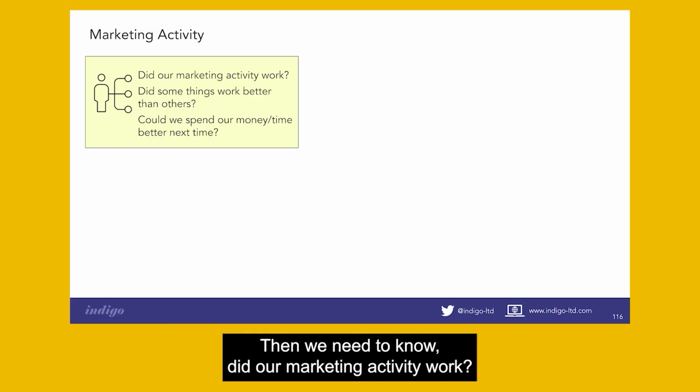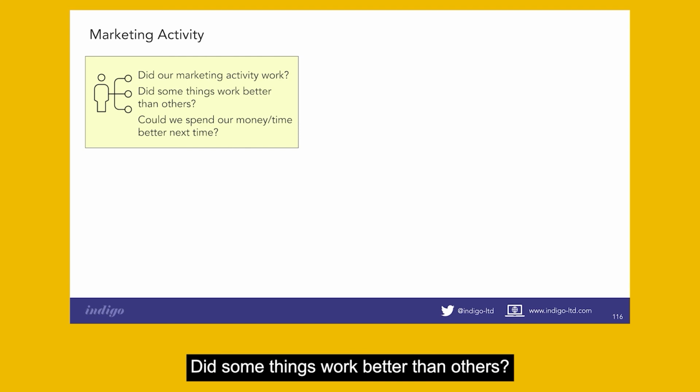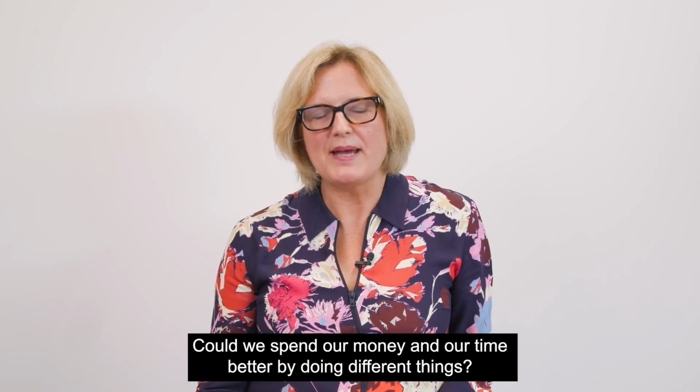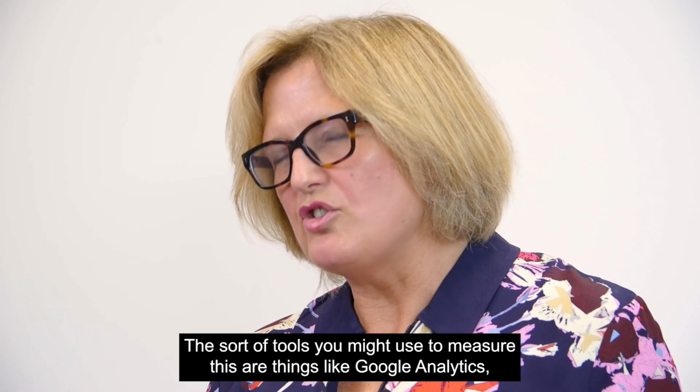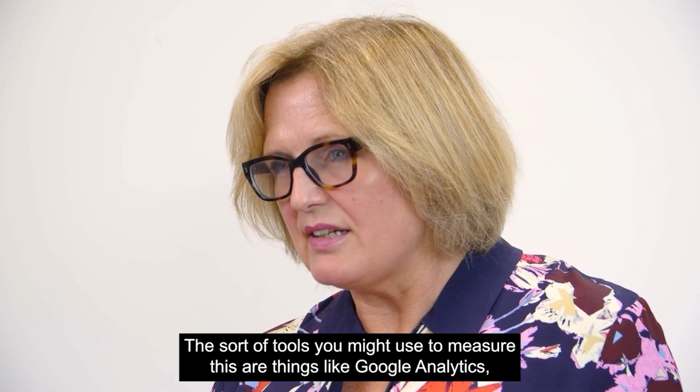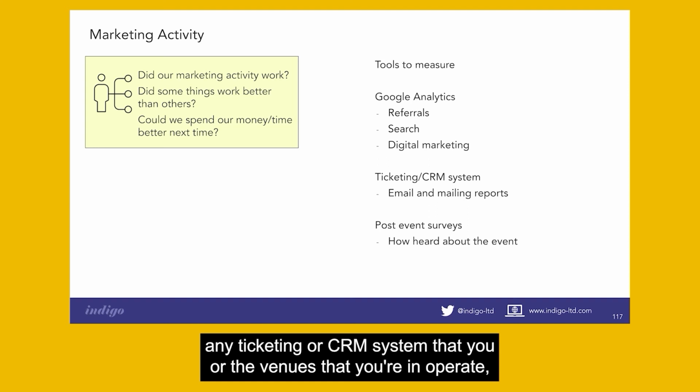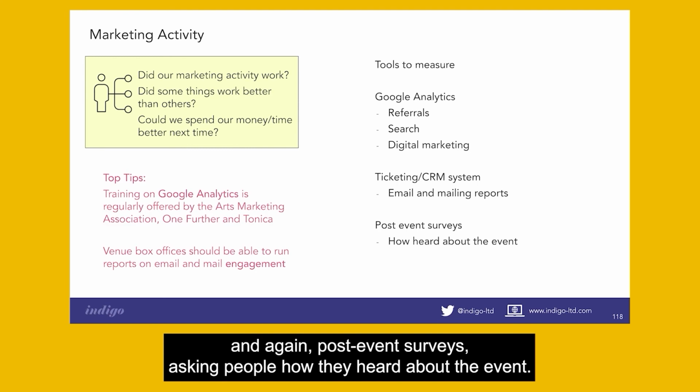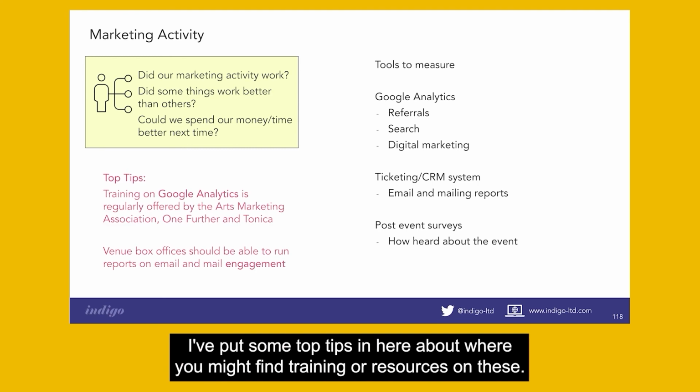Then we need to know, did our marketing activity work? Did some things work better than others? Could we spend our money and our time better by doing different things? The sort of tools you might use to measure this are things like Google Analytics, any ticketing or CRM system that you or the venues that you're in operate, and again, post-event surveys, asking people how they heard about the event. I've put some top tips in here about where you might find training or resources on these. So things like Google Analytics training is worth looking at. And if you are performing in a venue, box offices will often be able to run you lots of reports to give you some of this information.